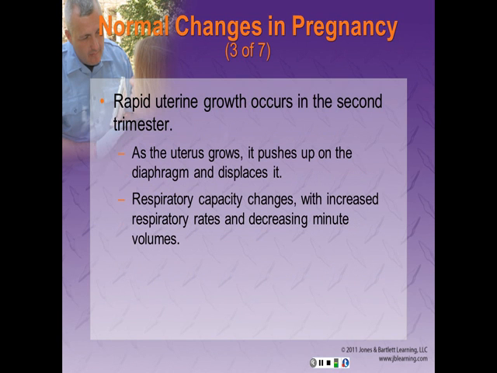Rapid uterine growth occurs in the second trimester of pregnancy. As the uterus grows, it pushes up on the diaphragm and displaces it from its normal position. As pregnancy continues, respiratory capacity changes with increased respiratory rates and decreased minute volumes.